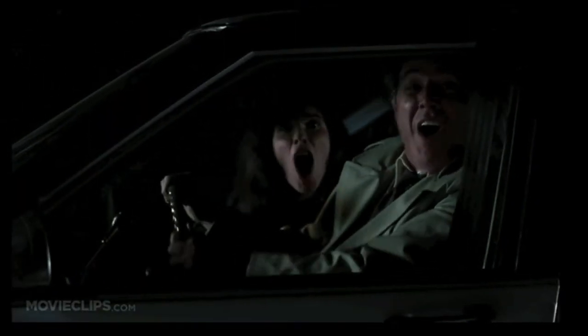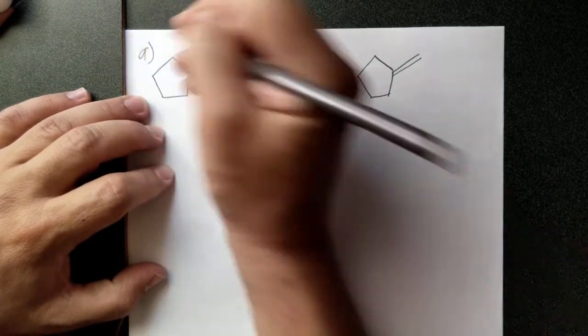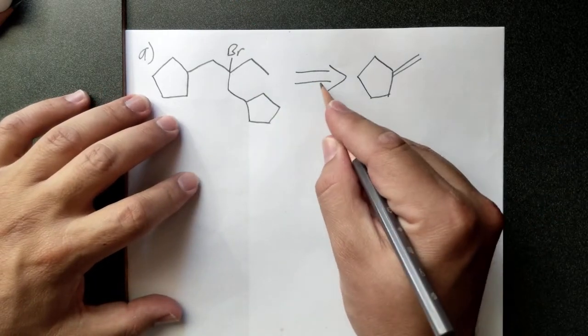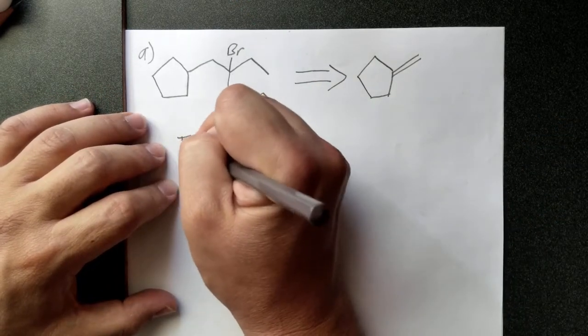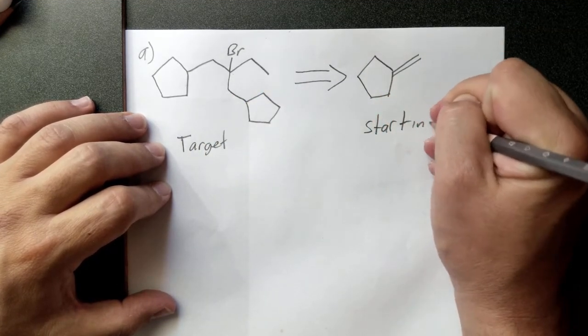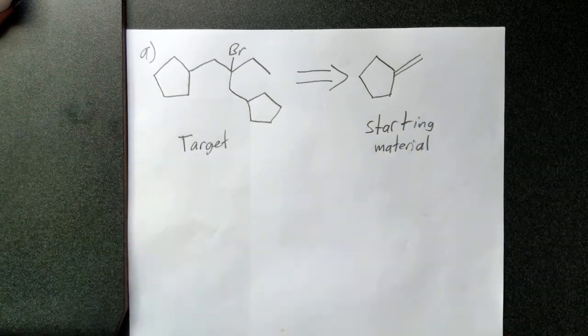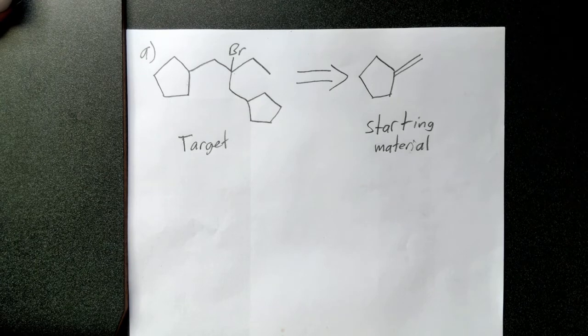So let's start out first with talking about making sure that you understand what the arrow means. Otherwise, you'll be going the wrong way. So let's take a look at the first problem that was in homework 1. This arrow, got to remember, this is the target and this is the start, or the starting material. So that has to be understood. Otherwise, as I said, you're going to go the wrong way.